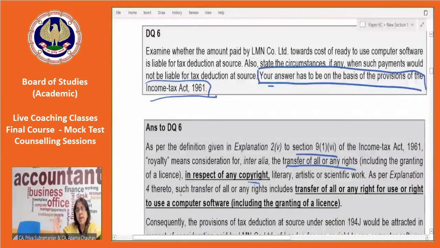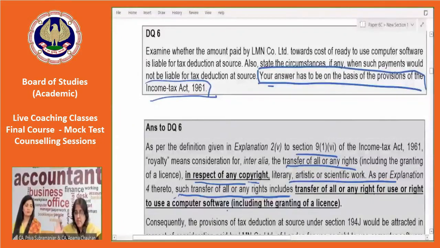Otherwise, from this explanation, you can't make out that in case of ready-to-use computer software, whatever payment you're making will constitute royalty. By virtue of this sentence, you definitely can't make out that. It is by virtue of Explanation 4, which further states that such transfer of all or any rights includes transfer of all or any right for use or right to use a computer software. I'm simply using the computer software, purchasing it off the shelf, but by virtue of Explanation 4, it becomes royalty.